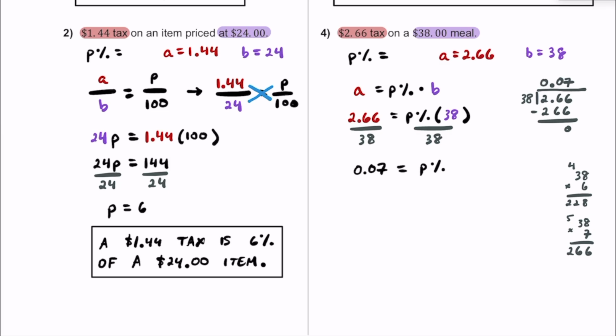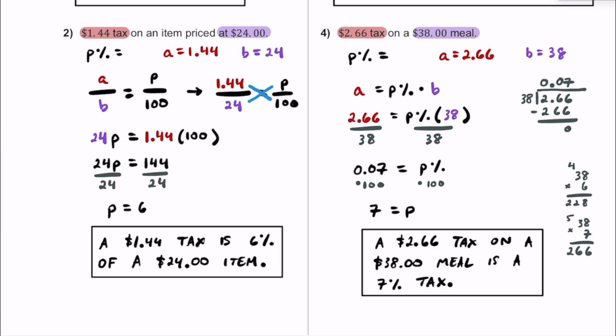Now again, percent means per 100, so how do we get rid of that? We can just multiply both sides by 100. If we do so, we can see here that 7 is equivalent to P. What this means is that a $2.66 tax on a $38 meal represents a 7% tax, which is pretty close to what it is in New Jersey.